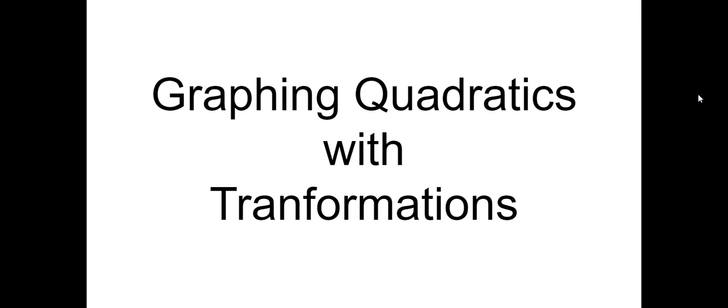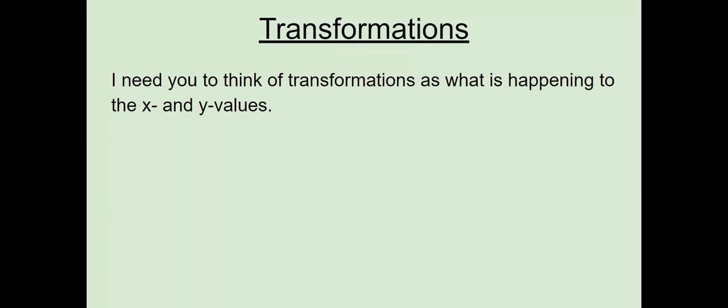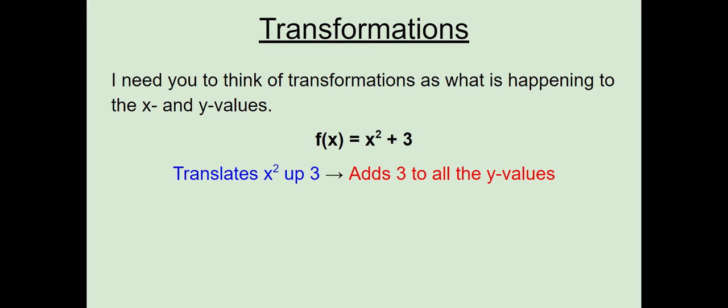Okay, so let's talk about graphing quadratics with transformation. The first thing is I need you to think about the transformations a little differently. I need you to think about what happens to the x and y values. So if we have just regular y equals x squared, and I add 3 to the outside, the way we discuss this is it translates the graph x squared up 3. But how I need you to think about it is that it adds 3 to all the y values. So if it translates it up 3, it's because it adds 3 to all the y values.